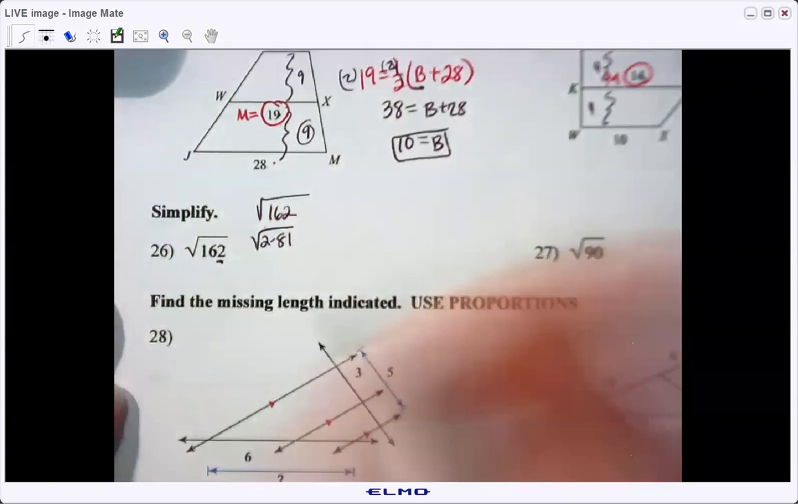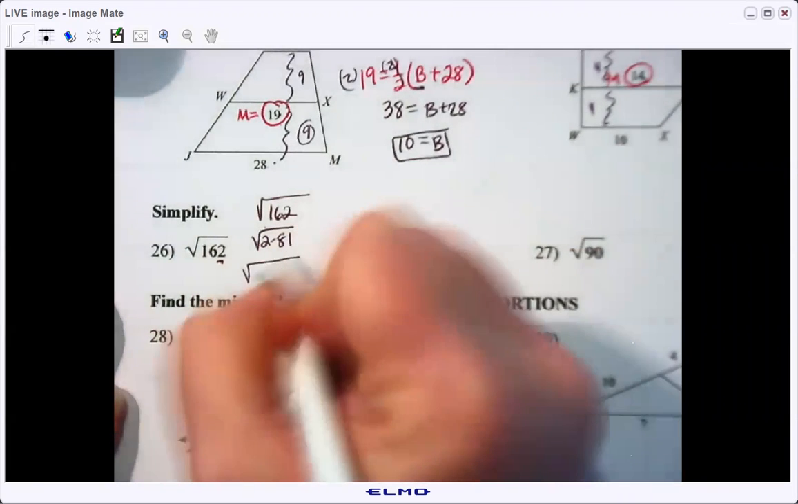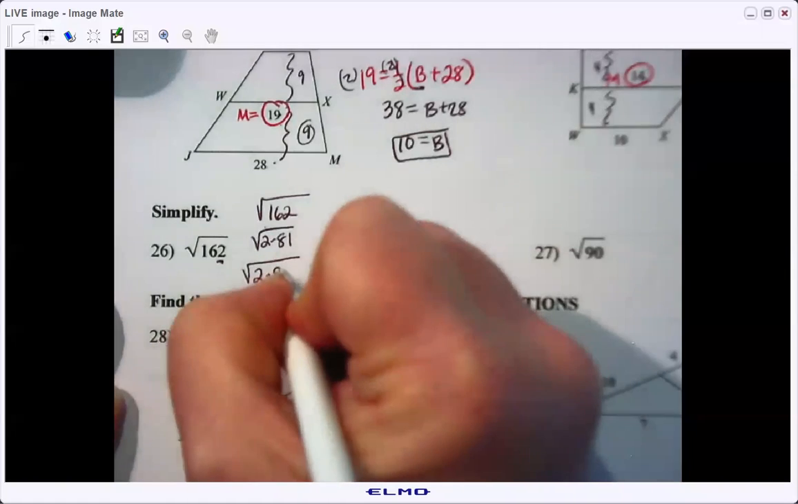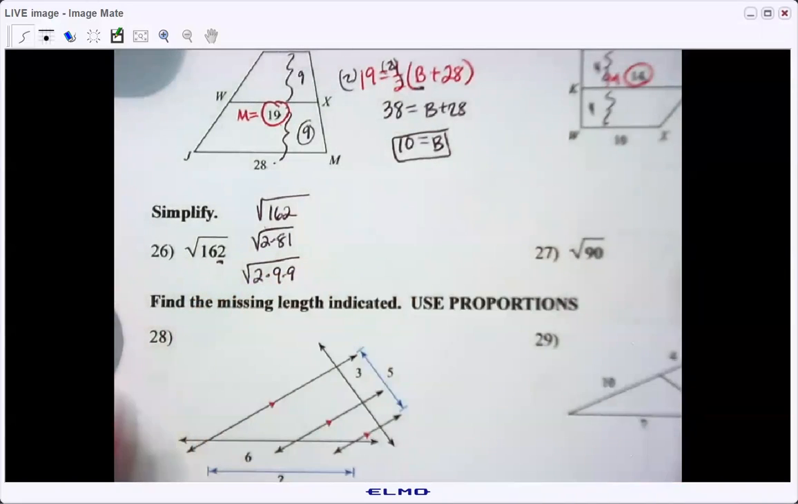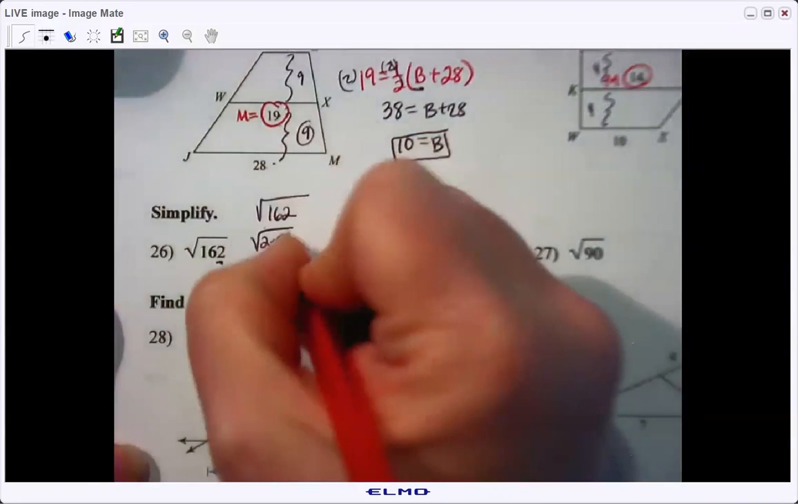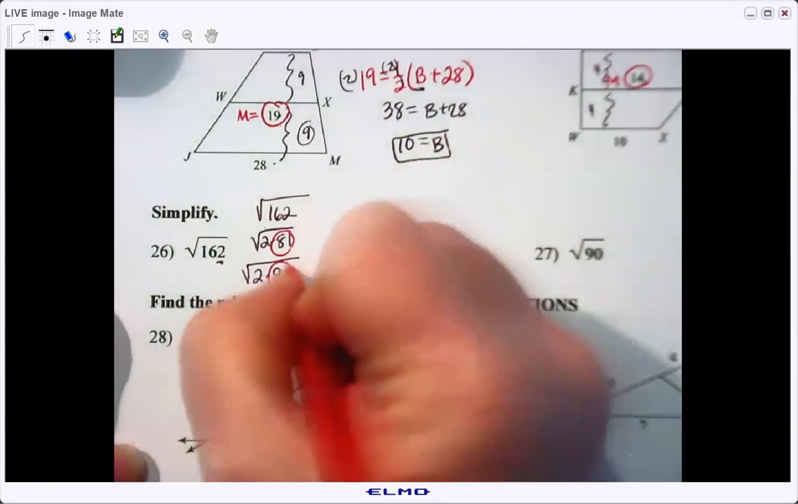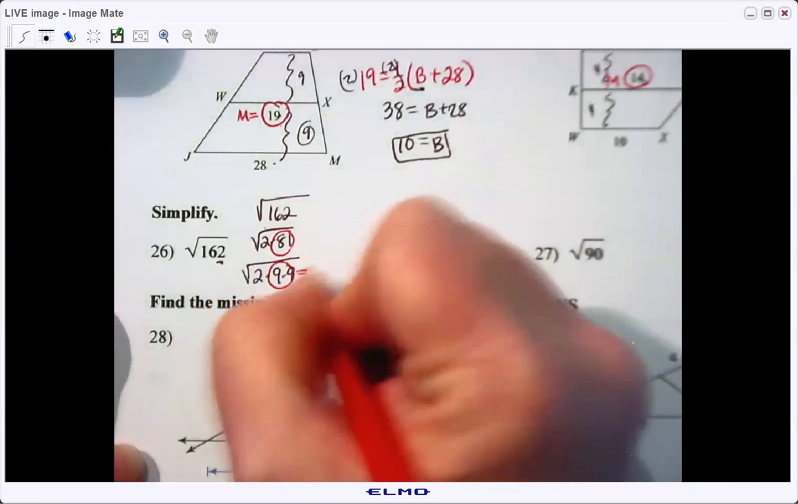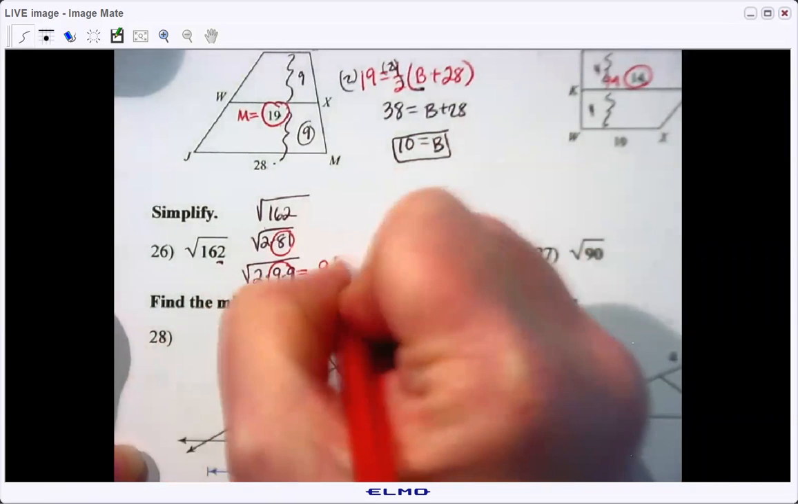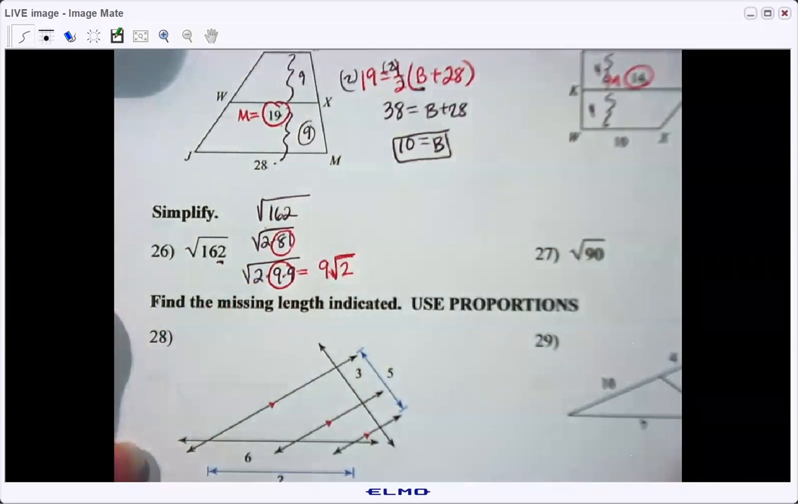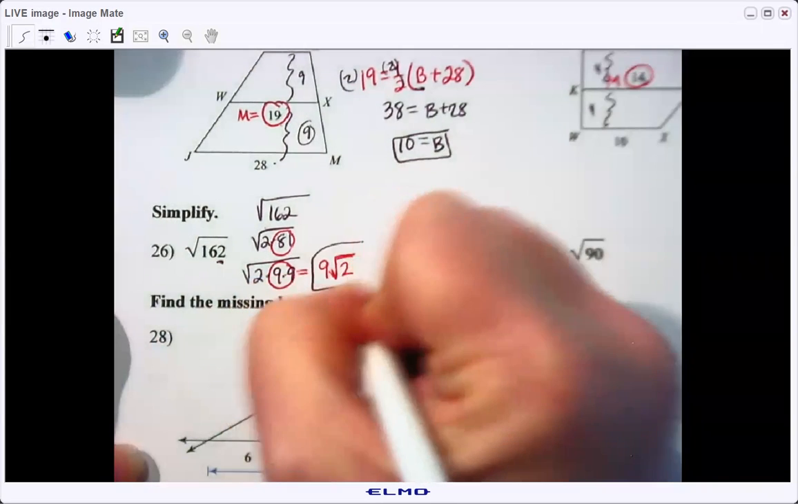What goes into 81? 9 times 9. Good, 9 times 9. And right there we see that there's a pair, or you might have seen right here that the square root of 81 is 9, but that's okay. We have a pair of 9s, so that goes outside, and the leftover is 2. And that would be your answer.